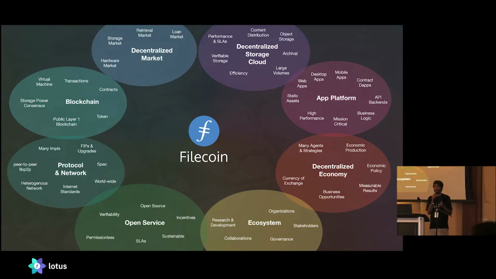Filecoin is very, very multifaceted, and implementations like Lotus often have to play different roles depending on how people are using your software. So Lotus is somewhat focused on the blockchain and protocol and network bubbles that we see on the right over there, and the left over there. But folks who are perhaps building apps on the Filecoin network are probably going to be interacting with Lotus somewhere in the background. So this is kind of the giant picture that Lotus has to participate in.